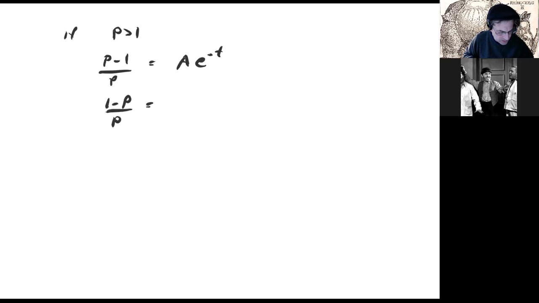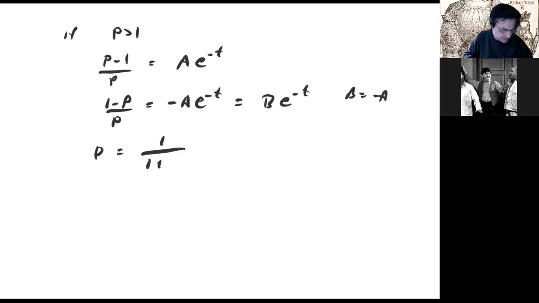Okay, so if P is bigger than 1, then we'll get P minus 1 over P equals some constant A times e to the minus T. But we can multiply both sides by minus 1 in that case. We'll get 1 minus P over P equals minus A e to the minus T. And then we'll have a new constant, call it B, where B is equal to minus A, and then the solution looks exactly the same. P equals 1 over 1 plus B e to the minus T.